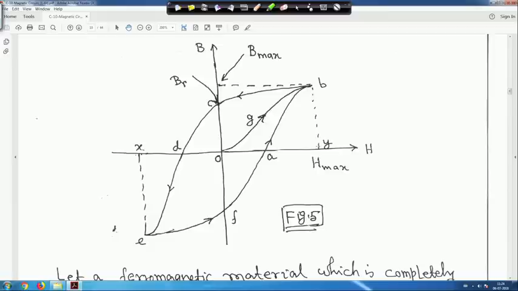Now, one thing is there, this Br do not read as saturated, right. It is actually B residual, which we will see later. So, anyway, we will come to that.